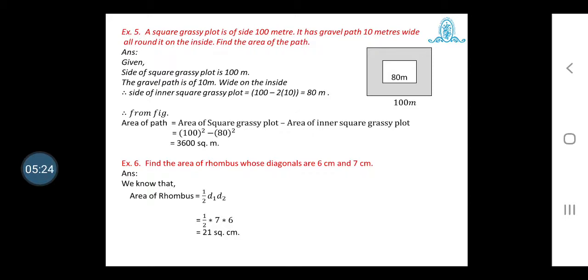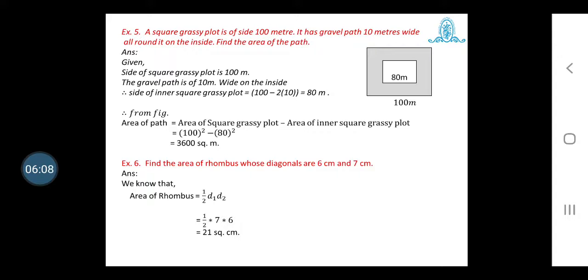So, after getting this side from figure, how we find area of this path? Yes. By finding the subtraction of area of outer plot minus area of inner grassy plot, we get the area of this path. So, therefore, area of path is equal to area of square grassy plot minus area of inner square grassy plot, which is equal to 100 square minus 80 square. So, the subtraction is 3600 square meter. This is the area of path. Okay. Now the next one.